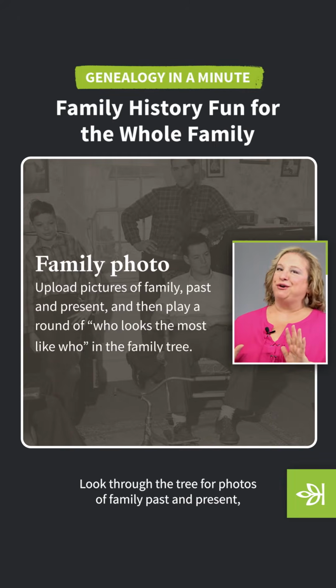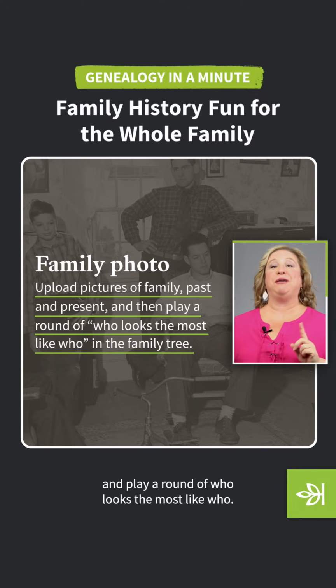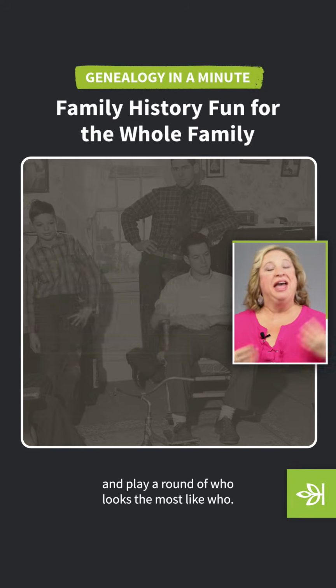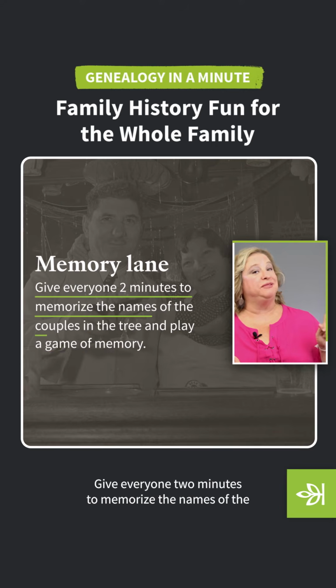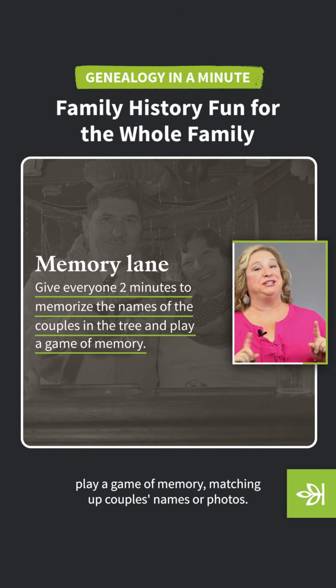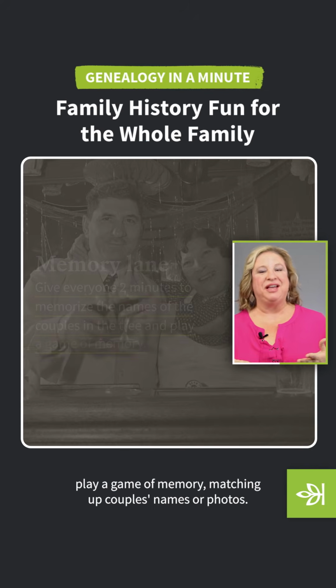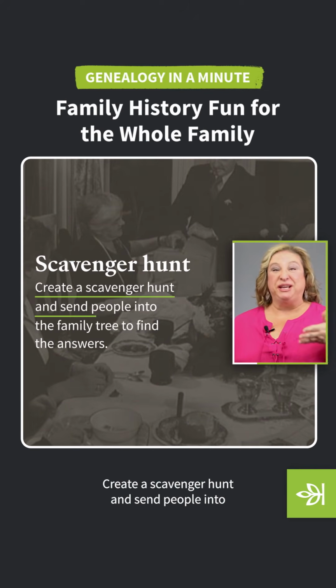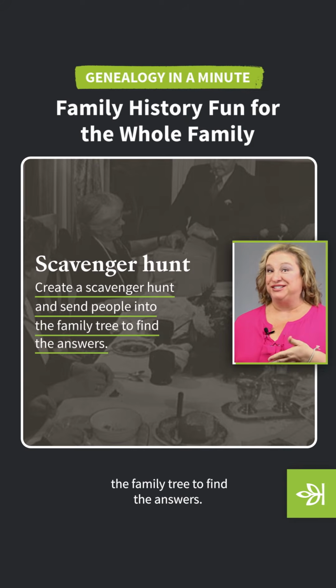Now, at your next family get-together, try one of these ideas. Look through the tree for photos of family past and present and play a round of who looks the most like who. Give everyone 2 minutes to memorize the names of the couples in the tree, then make everyone put away their phones and play a game of memory, matching up couples' names or photos.